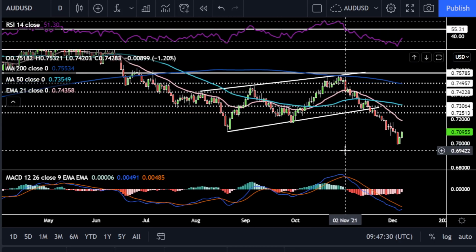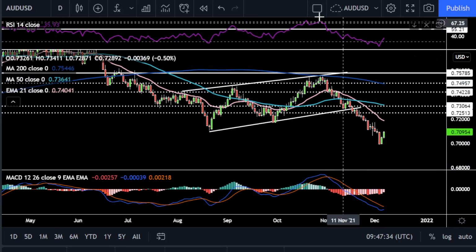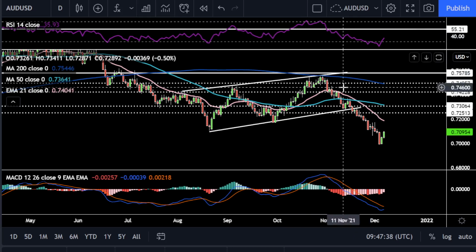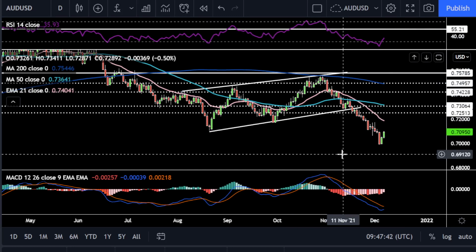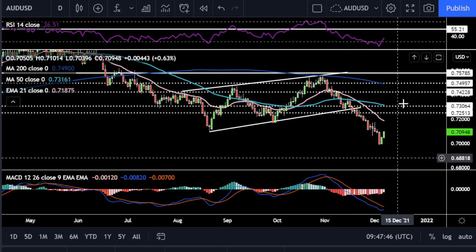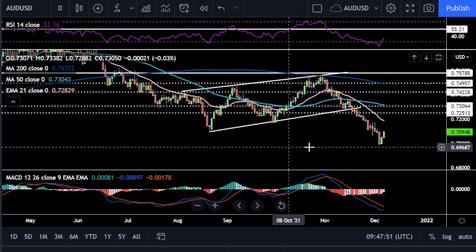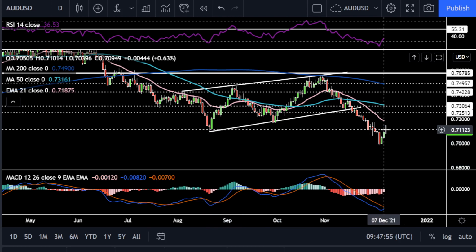AUDUSD, we saw the bearish cross play out quite nicely there on the MACD, as well as RSI being in overbought territory, and the 200-day simple moving average. We're seeing a bit of a bounce. We know the Aussie's a highly risk-sensitive currency, basically, and we're seeing that expressed now. And it's having a nice little rally up there. And we obviously had the RBA meeting last night.